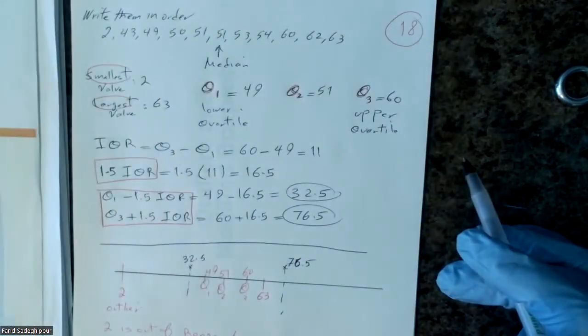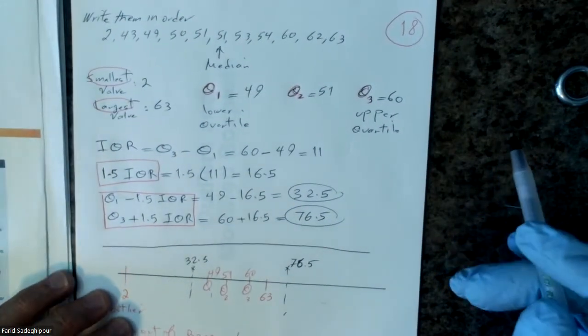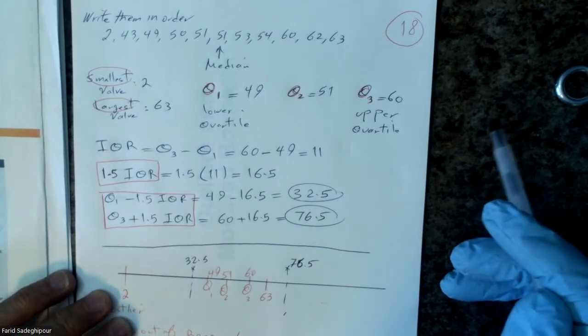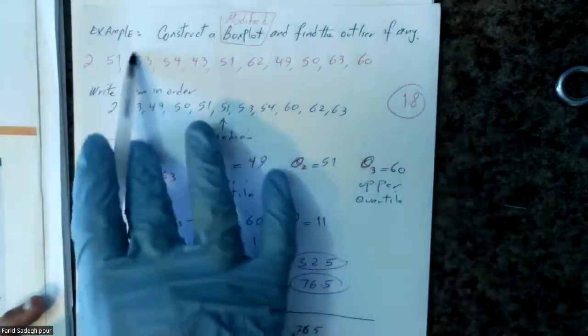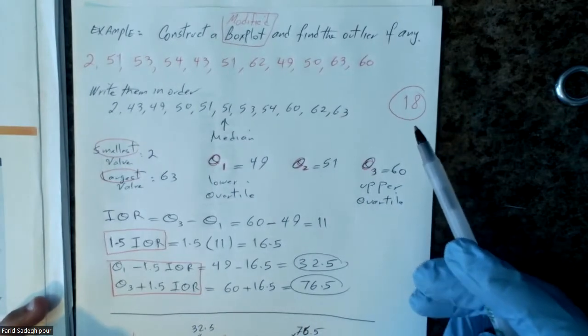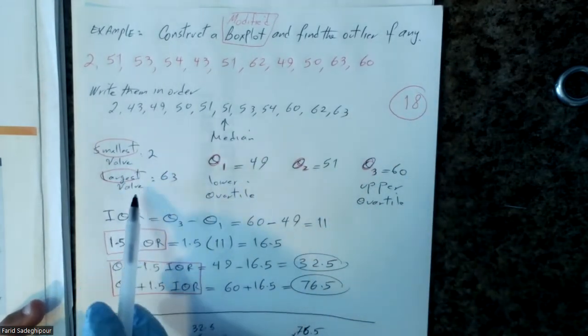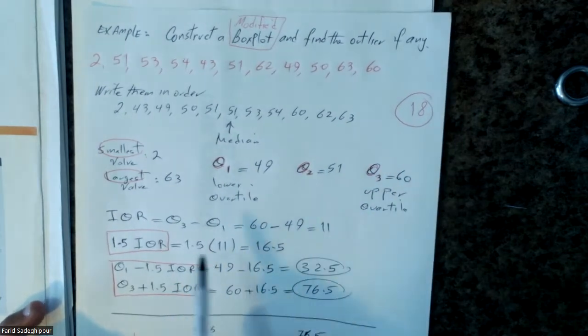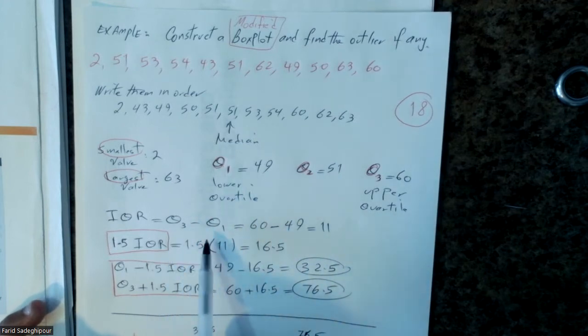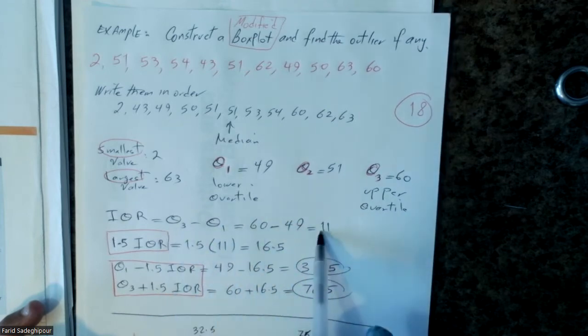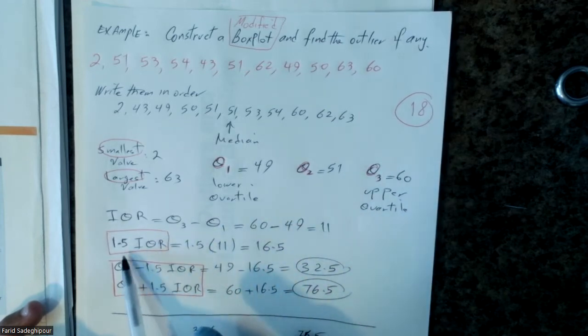Then we have outlier and modified box plot. Now, I want to construct a modified box plot and find the outliers. These numbers are given, and first you want to draw the box plot. So you find your smallest one, largest one, Q1, Q2, Q3. Now, these are the formulas we use for modified box plot. First, you take the result of Q3 minus Q1. You subtract these two, it is 11. The next formula is you take that IQR, whatever it is, and multiply by 1.5. This is a constant number, 1.5.